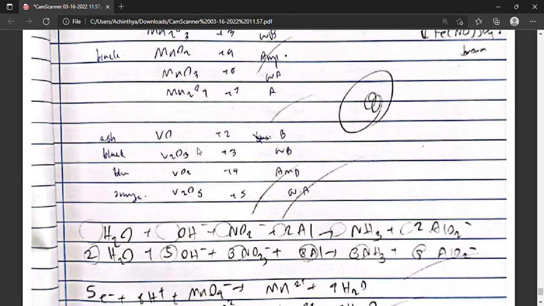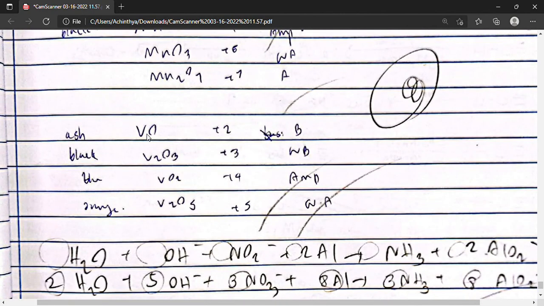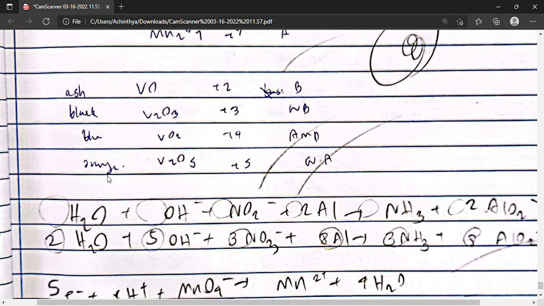And we also have the oxides of vanadium. Vanadium 2 oxide is ash colored and basic. Vanadium 3 oxide is black and a weak base. Vanadium 4 oxide is blue and amphoteric, while vanadium 5 oxide is orange colored and a weak acid.